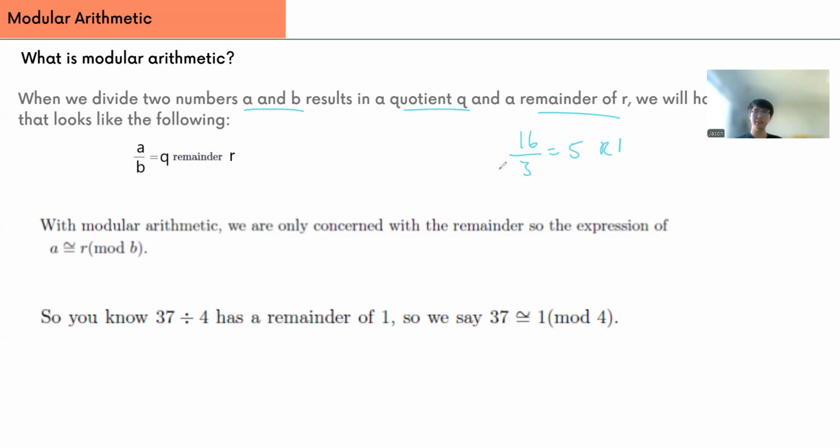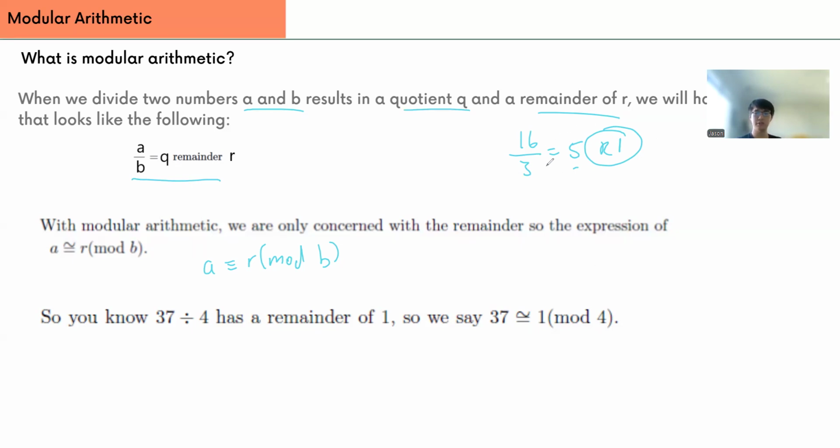Modular arithmetic only concerns itself with the remainder. It doesn't tell us anything about the quotient. We don't care what the quotient is when they're dividing. So we express this idea with the remainder like this: if A over B is Q with remainder R, we get A is congruent to R mod B, right? Let's break down what this equation means.